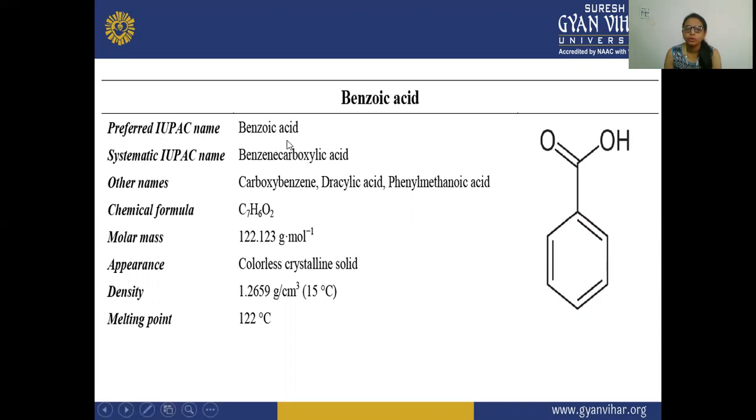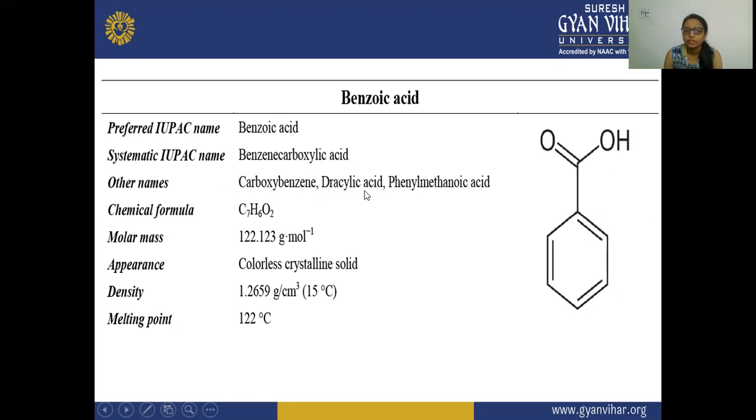The preferred IUPAC name is benzoic acid. Benzoic comes from benzene, and oic is for the carboxylic acid bonded with it. Secondly, the systematic IUPAC name is benzenecarboxylic acid, because this is a benzene structure with COOH, which is a carboxylic acid. The other name is carboxybenzene: from carboxylic acid, carboxy is used as a prefix, and it is attached to the benzene ring.